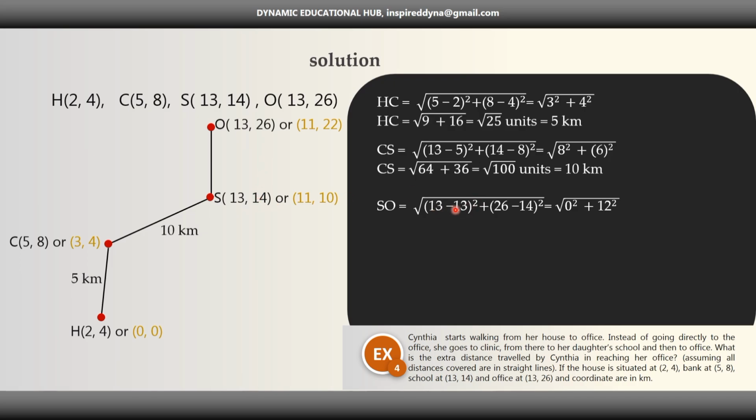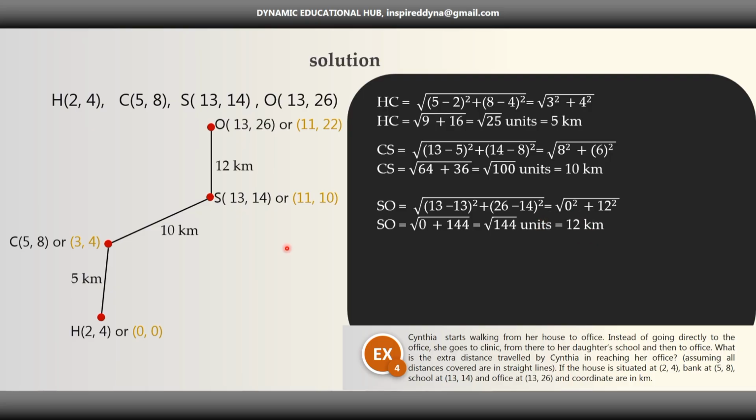Now that is why we have 13 minus 13 is 0, 0 square. Then you have 26 minus 14, which is 12. That is why you have 12 square here. Now let's assume you want to use these coordinates. Here, 11 minus 11, you get 0. 22 minus 10 here, you get 12. So you have 12 square. What is 12 square? 12 square is 144. 0 square is 0. 0 plus 144, so you have root 144 units, and that is 12 kilometer.